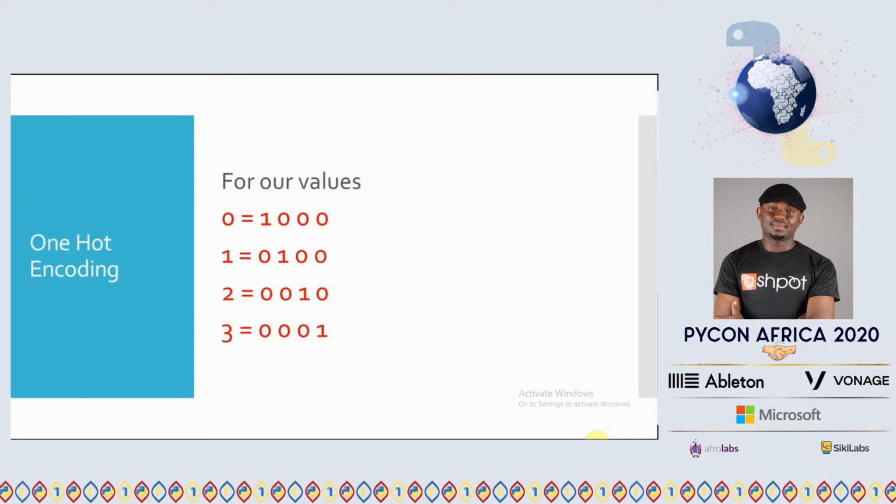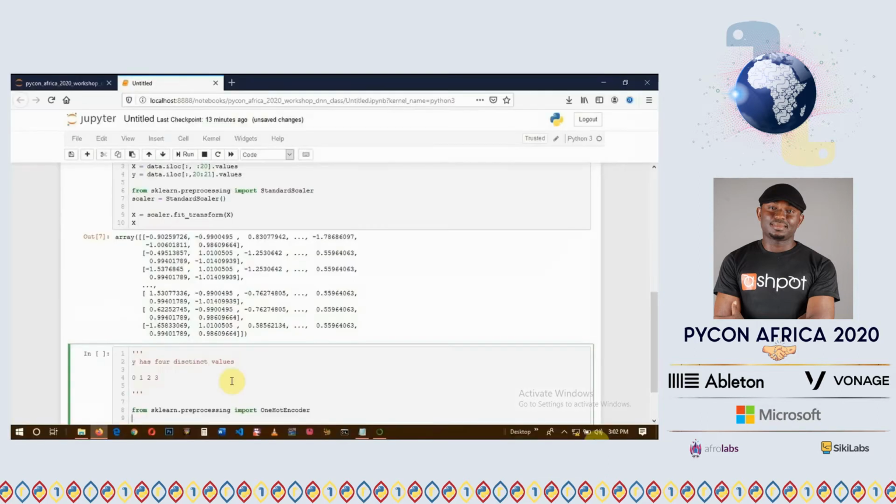As we have 1, we have 2, we have 0, we have 3. We're just going to have this representation: 0 is going to be 1, 0, 0, 0, and then 1 is going to be 0, 1, 0, 0. And 2 is going to be 0, 0, 1, 0, and 3 is going to be 0, 0, 0, 1, as the case might be.